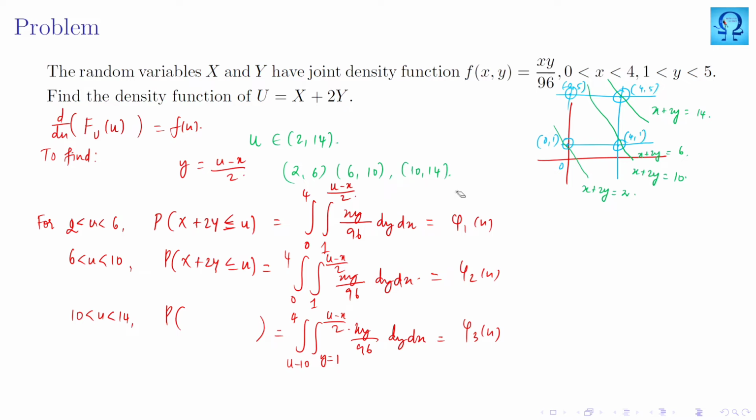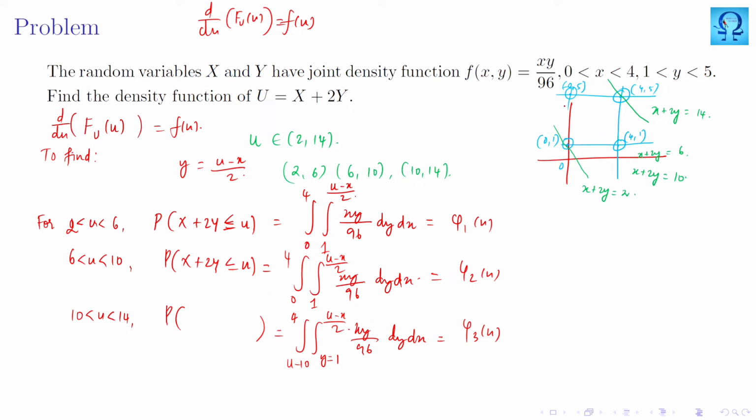Let me repeat it here. The function is x plus 2y. You need to find f of u. This is what you are asked to find, but we know that the derivative of the distribution function is the density function. We try to identify the distribution function. So distribution function means from 2 to 6.